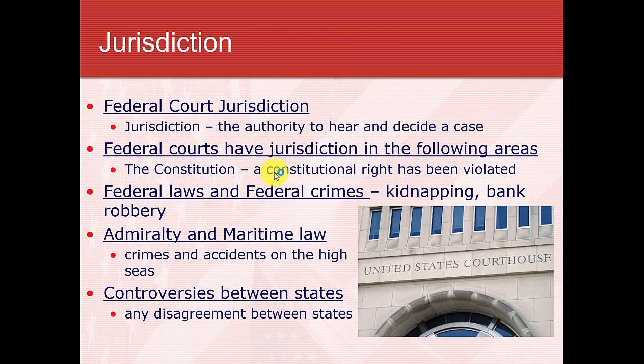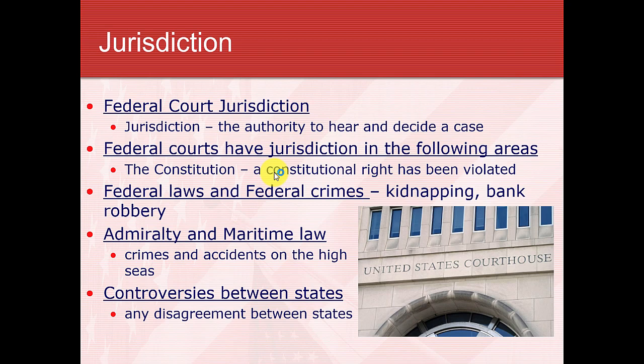For jurisdiction, so what powers do these courts have? So for federal court jurisdiction, jurisdiction means the authority to hear and decide a case. So federal courts have jurisdiction in the following areas. So anything involving the Constitution. So if a constitutional right has been violated, so if somebody is arrested for their religious beliefs or their freedom of speech, that is something that the federal courts would be hearing.